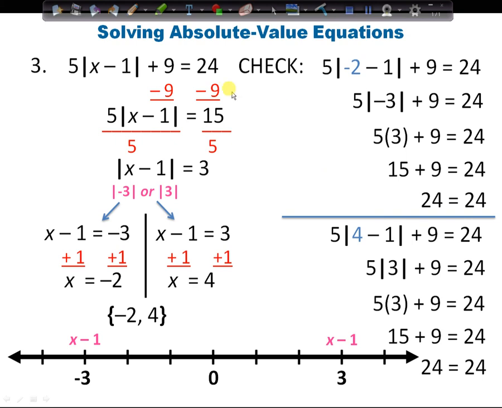So go ahead, take a minute, make sure you have all of the work written for this. Make sure that you have both of the checks as well. You do not have to have the number line at the bottom.